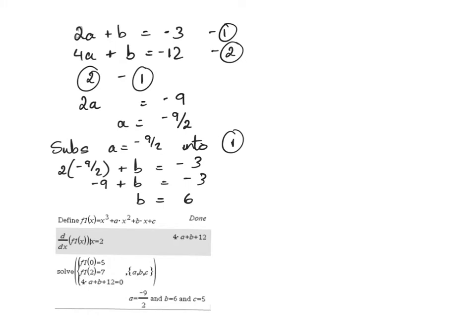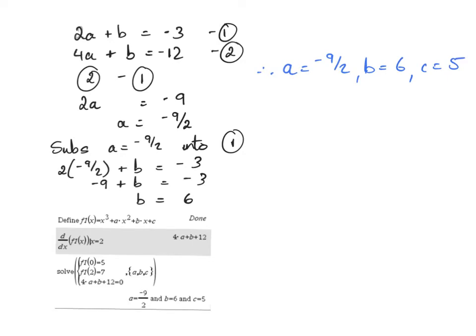So I now have all three values. I have a is equal to minus 9 on 2. I have b is equal to 6. And I have c is equal to 5. And so I have answered the question.